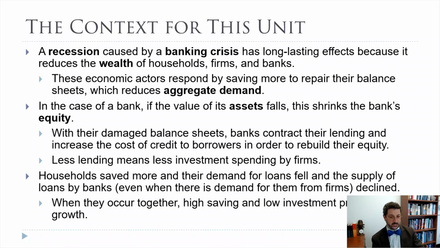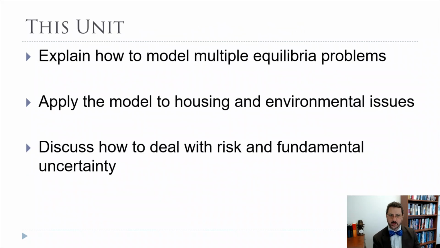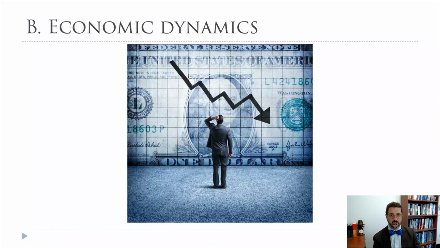In the 2008, 2009 financial crisis, we basically went in and bailed out the banks. And so we'll talk about that as well. All right, so we'll first talk about sort of multiple equilibria, what that can mean. Then we're going to apply it to housing and environmental issues. And then finally, we'll talk about the difference between sort of risk and fundamental uncertainty.